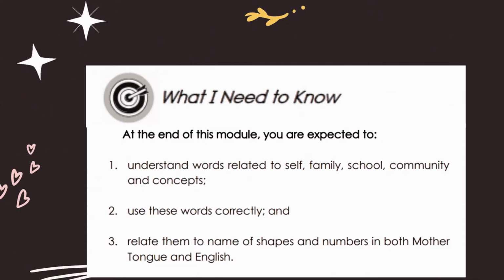For what I need to know, at the end of this module, you are expected to, number 1, understand words related to self, family, school, community, and concepts. Number 2, use these words correctly. And number 3, relate them to name of shapes and numbers in both mother tongue and English.